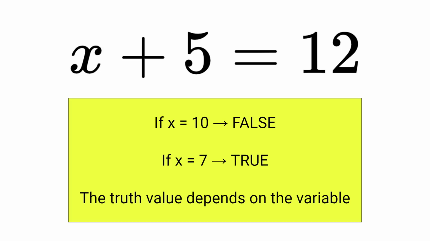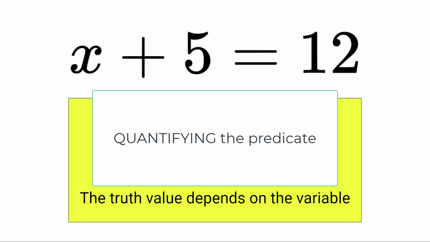So again, predicates by themselves don't have enough information to know whether they are true or false. We sometimes say that they are underdetermined because the variable prevents us from knowing the truth value. But when we make a secondary statement about how often the predicate is true, for example, this predicate is always true, or that predicate is sometimes true, these statements are propositions with truth values. We call this process quantifying the predicate.